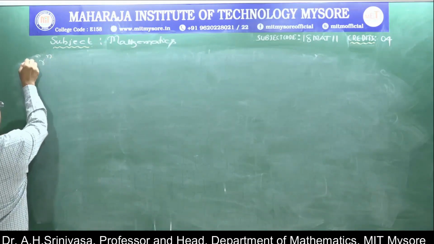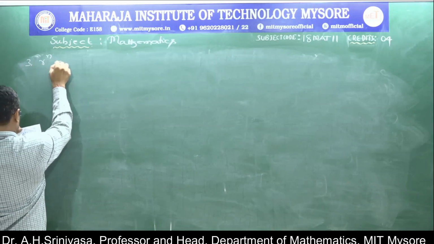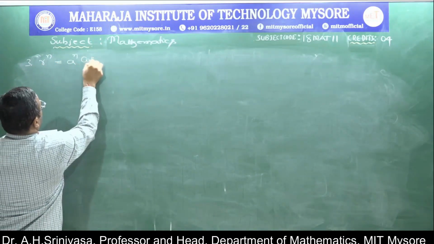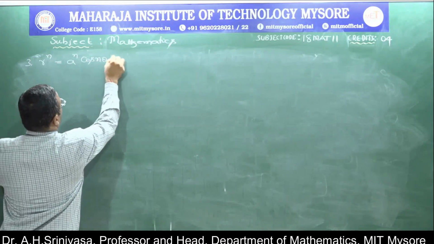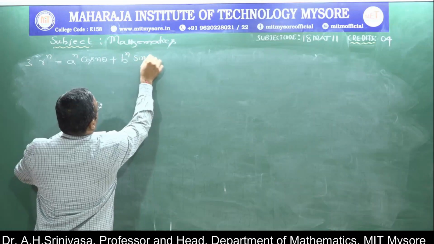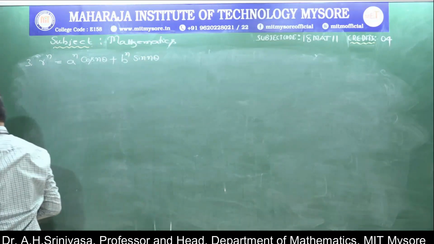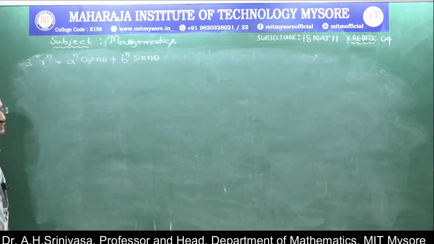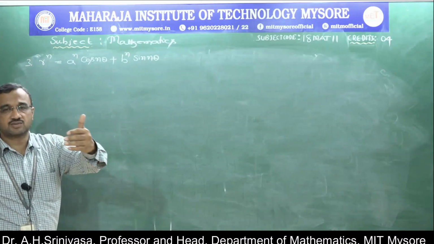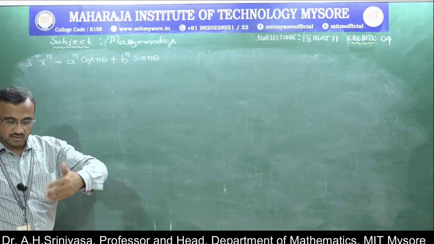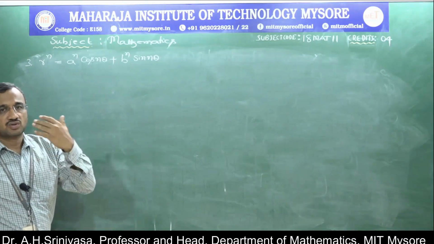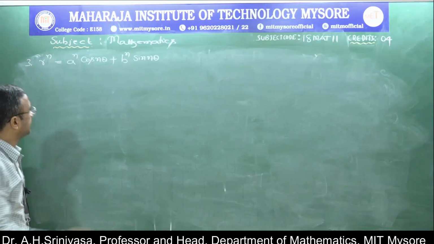It is R power n should be equal to a power n cos n theta plus b power n sin n theta. So as usual, using the same logarithmic equations, then apply here, then you have to extract the value of phi.